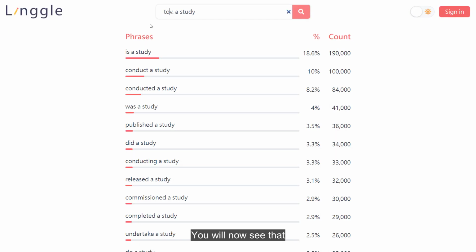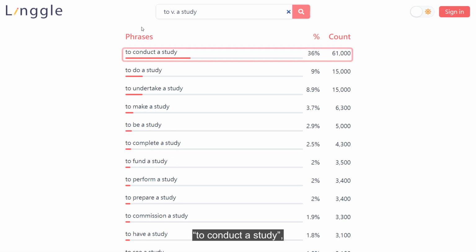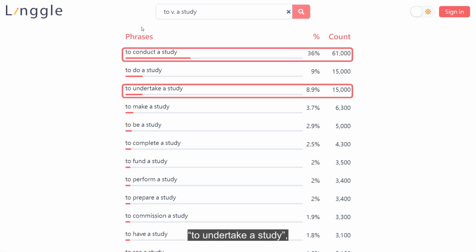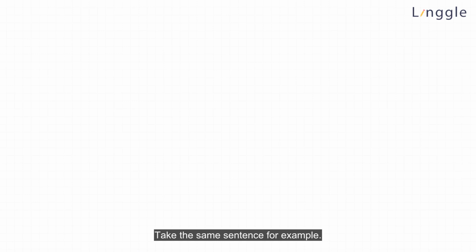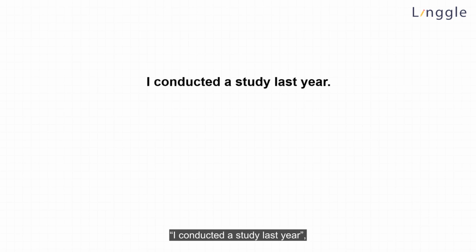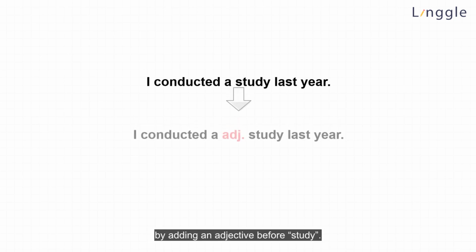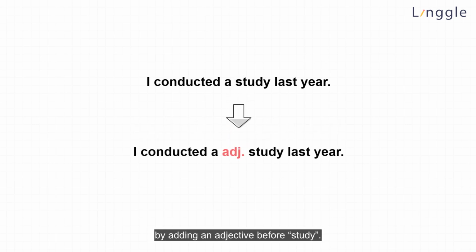You will now see that the results on the screen show to conduct a study, to undertake a study, and to fund a study. In this case, you should use to verb instead of verb if you want more precise results. Take the same sentence for example. Now that you found a good verb, I conducted a study last year. You feel that you can add more color to this sentence by adding an adjective before study.